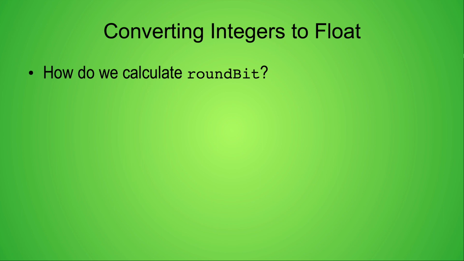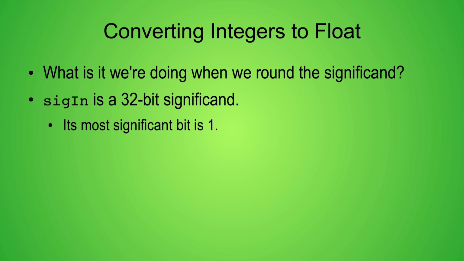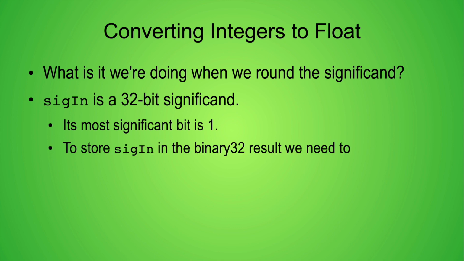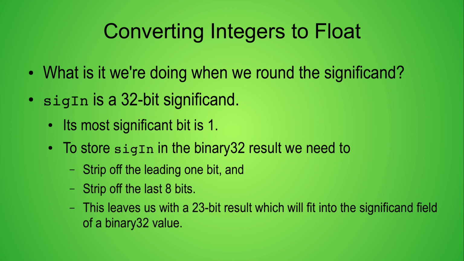That's everything except the details of how we calculate round bit. To answer how we compute round bit, I'm going to start by examining the details of what it is we're doing when we round. Sig in is a 32-bit value. Its most significant bit is 1. To make this 32-bit value fit into the 23-bit significand field of a binary 32 value, we need to strip off the leading 1 bit and strip off the last 8 bits. This leaves us with a 23-bit value.